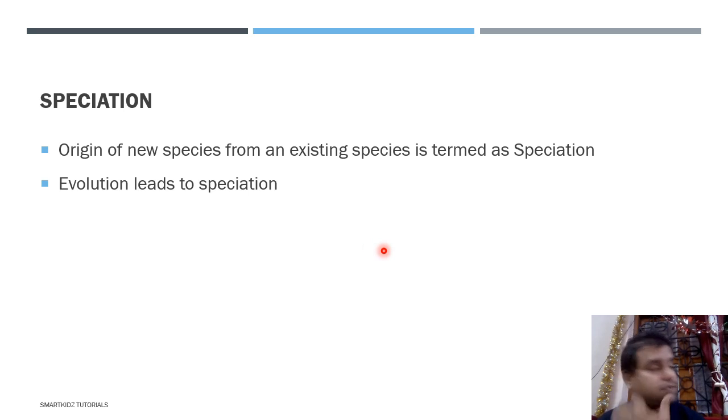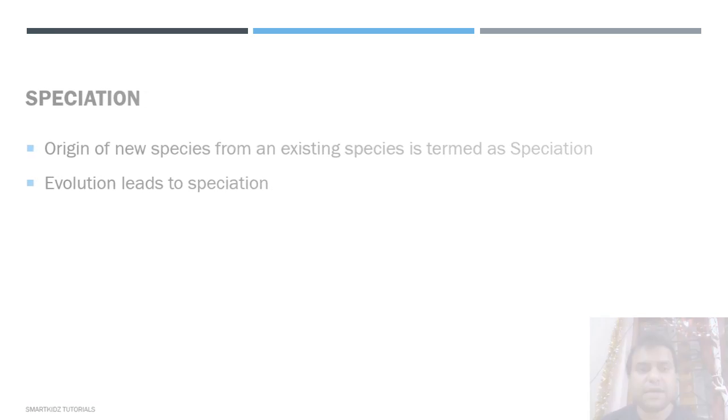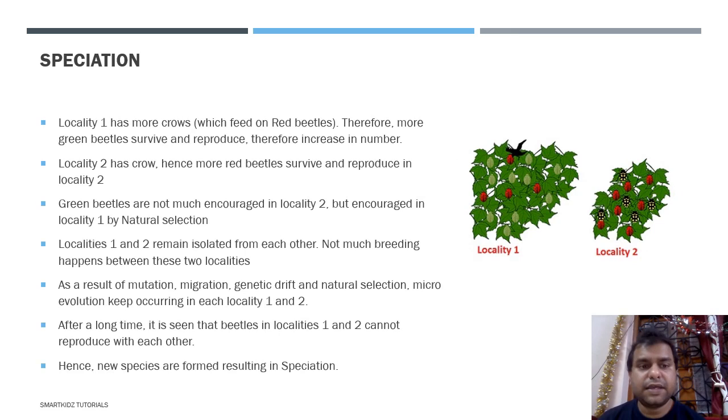When we speak about evolution, we have to speak about the formation of new species. We have spoken about variation leading to evolution. Now we speak about speciation. Speciation is the origin of new species from an existing species, and evolution leads to speciation. Here is an example that we'll go through to understand what exactly is speciation.